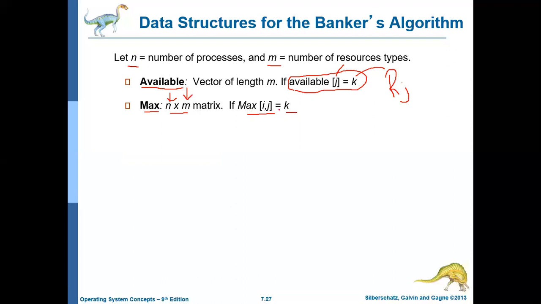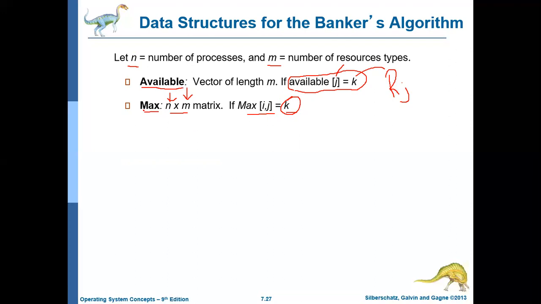So if max of i comma j equals k, then it means that process i can request at most k instances of resource type j. So this is the meaning of max of i comma j equal to k: process i can request at most k instances of resource j.